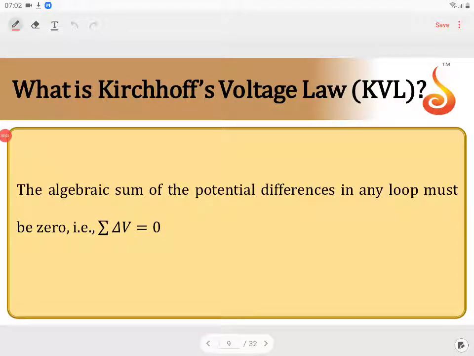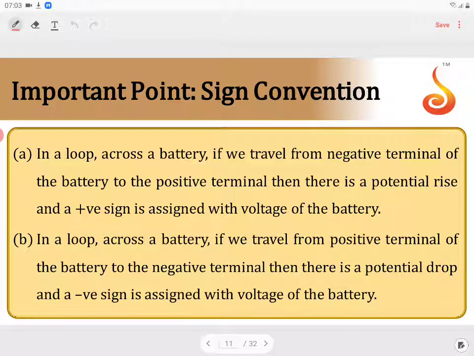So KVL, Kirchhoff's voltage law. The algebraic sum of the potential differences in any loop must be zero. So if you calculate the potential differences, generally you find them across a capacitor and a battery. The algebraic sum of the potential differences in a complete closed loop is equal to zero. But to apply this law, you have to consider the sign conventions.